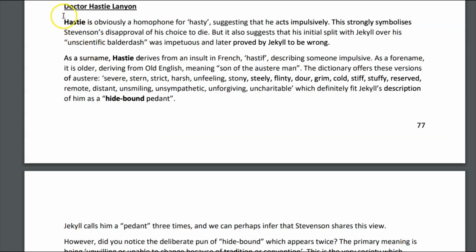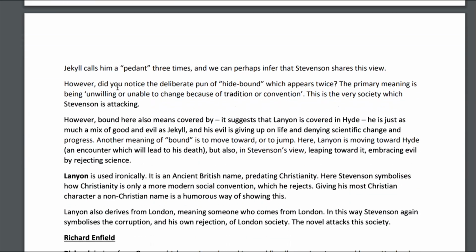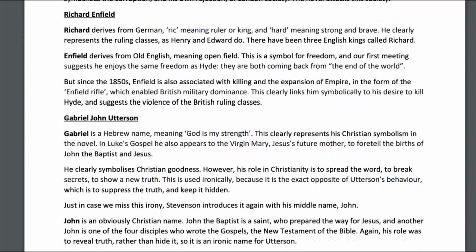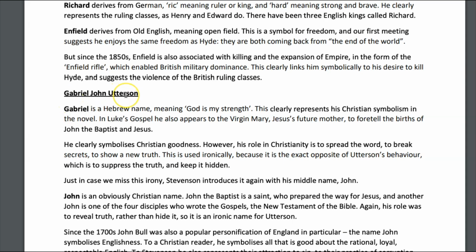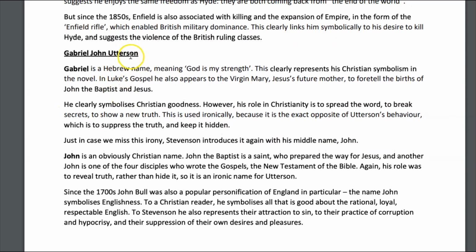Now, I'm not going to bore you with loads of stuff about different names, but you can read this for yourself. These are the reasons why Dr. Hasty Lanyon is called Dr. Hasty Lanyon, why Richard Enfield is called Richard Enfield, and why Gabriel John Utterson is called Gabriel John Utterson. This is quite a big topic and I'll make a separate video on it.